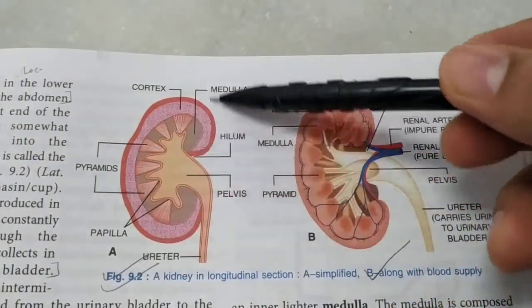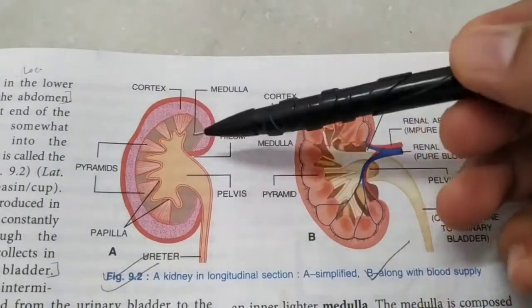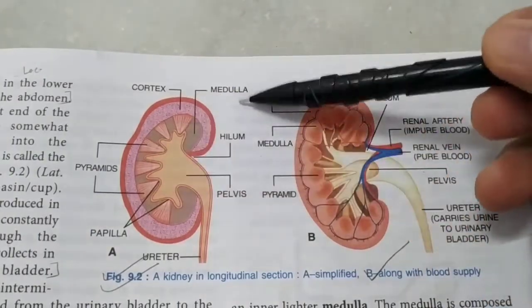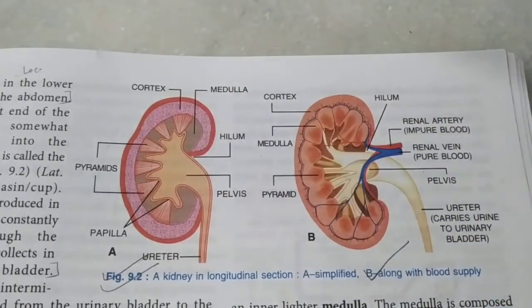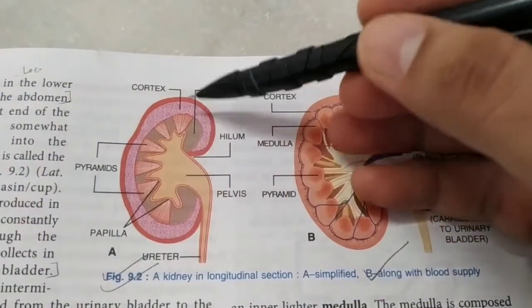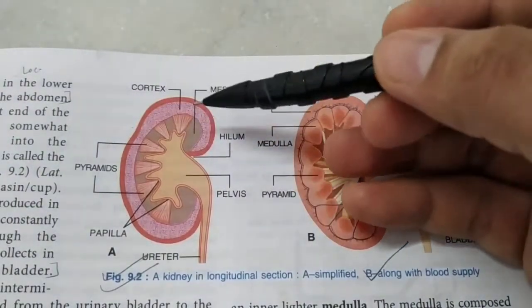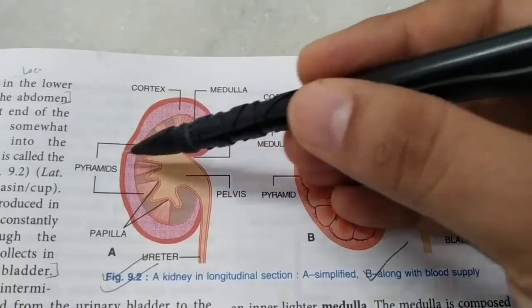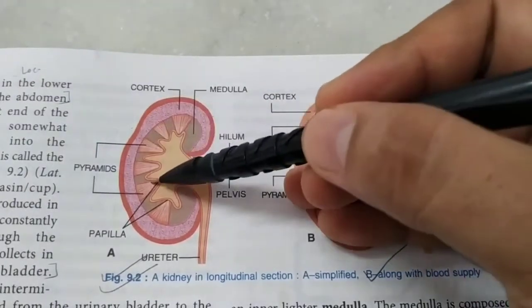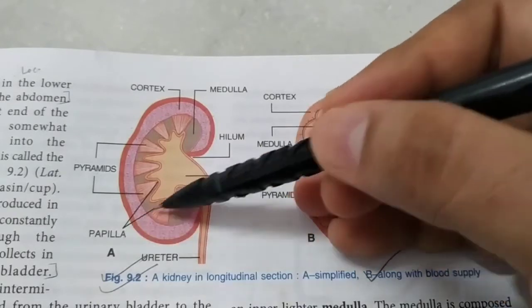Of course, the outside part of any organ is the cortex. And the central part, the middle part, is called the medulla. The cortex appears to be dotted and the medulla appears to be striped. There's a reason, which I'll tell you shortly. I see some triangular regions which are called the pyramids, and the peaks of these pyramids are called papilla.